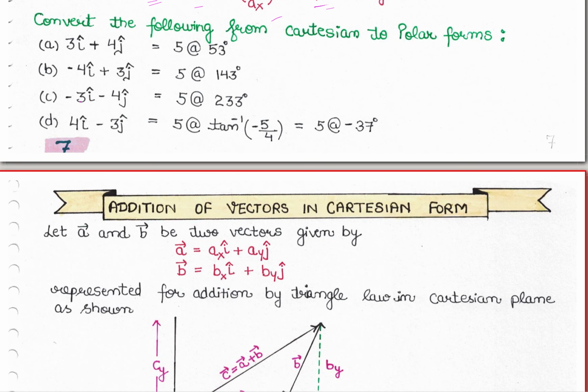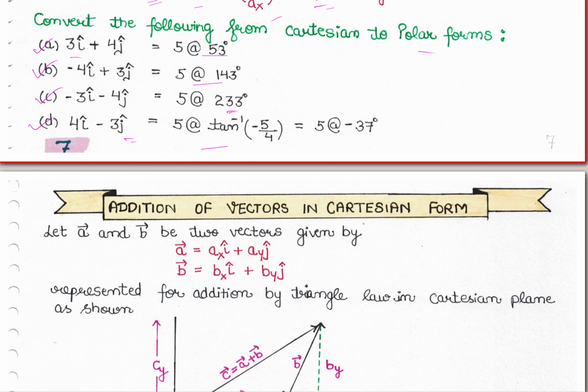Now convert the following from Cartesian to polar forms. If we have 3 i cap plus 4 j cap, we can write this as 5 at the rate 53 degree. If b is equal to minus 4 i cap plus 3 j cap, we can write like this. And if c is equal to minus 3 i cap minus 4 j cap, it is 5 at the rate 233, and d is equal to 4 i cap minus 3 j cap, we can write like this.